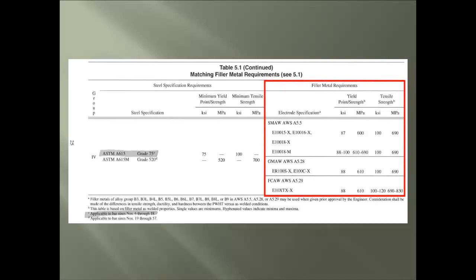Moving over to the right of the table, we see the filler metal requirements area, which has you lining up the weld process used that provides the required electrode classification plus its yield and tensile strength. Once again in KSI and megapascals. And would any review of a table be complete without alerting you to slow down and check for any footnotes?